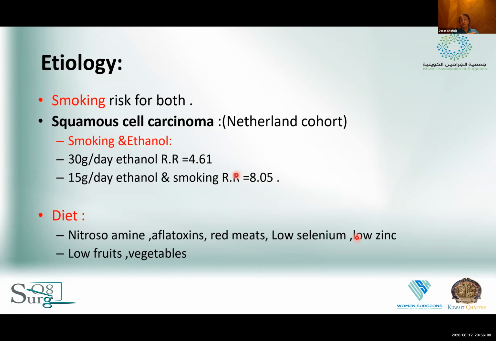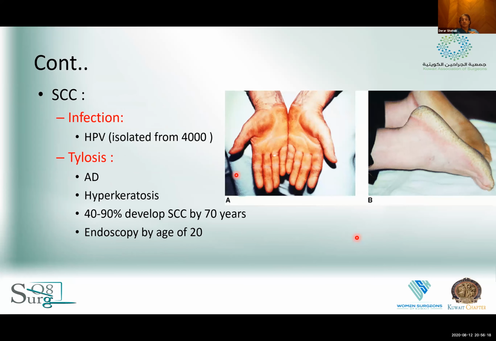Diet is another factor for squamous cell carcinoma, especially diets rich in nitrosamines or aflatoxins and low in fruits and vegetables. Infection: human papilloma virus has been isolated from a lot of squamous cell carcinoma patients. Tylosis is an autosomal dominant condition characterized by hyperkeratosis in the palms and soles of the feet. Unfortunately, 90% of those people will have squamous cell carcinoma by the age of 70. That's why it's recommended for those patients to undergo surveillance starting at the age of 20.